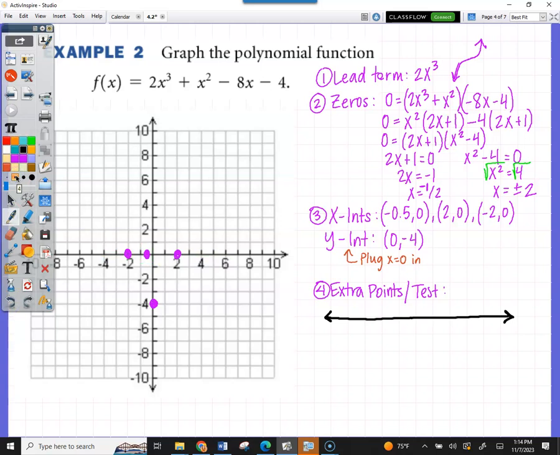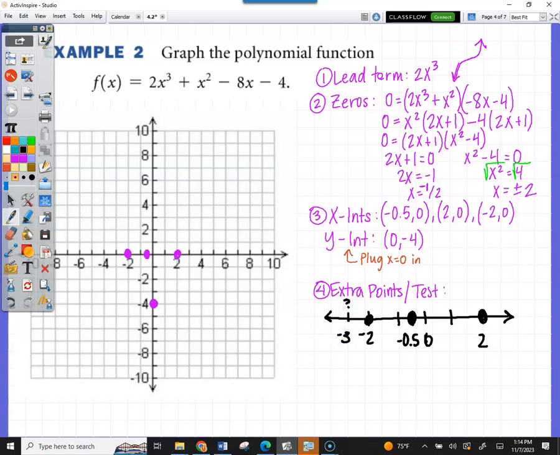All right, so we have negative 2, let's put negative 1, 0, so negative 1, negative a half is right here. We have 1, 2. So now I'm going to pick my test points. What do you think I'm going to pick to the left of negative 2?